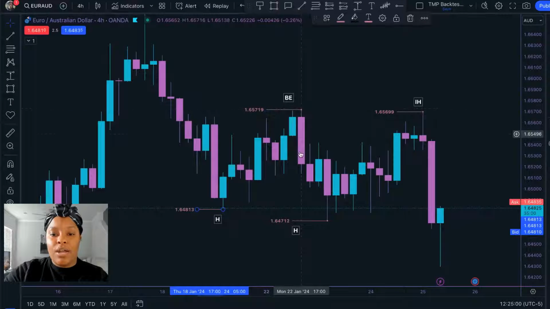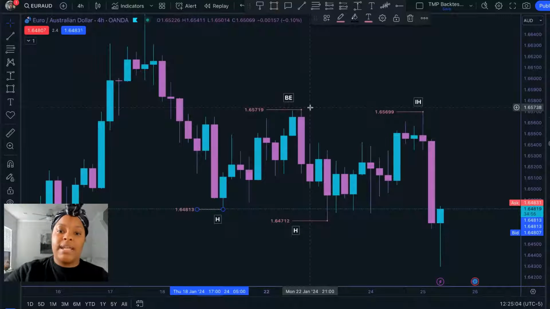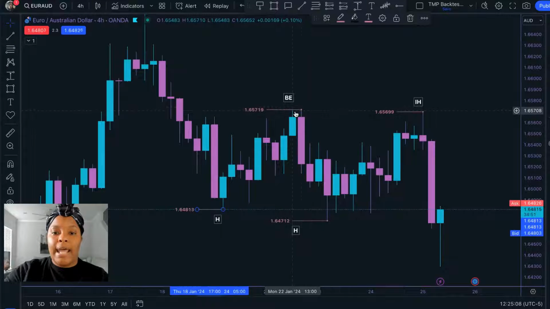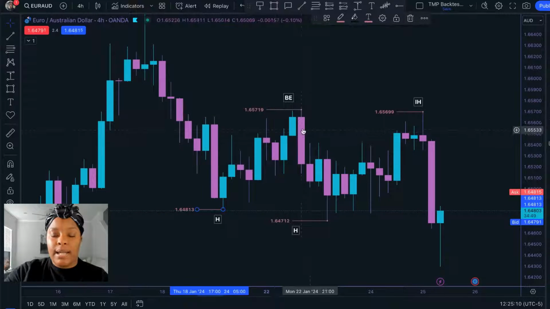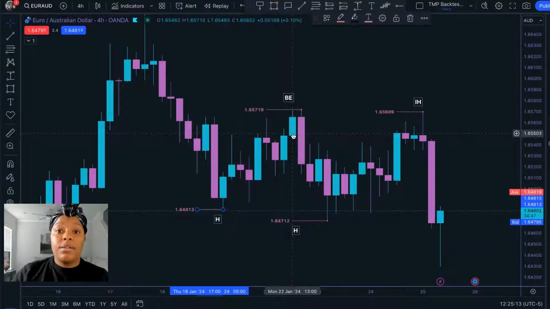It's a bearish engulfing candlestick. Now, this is a clear bearish engulfing candlestick as well. How do we know? Well, let's look at it. Look at the wick, look at the body. It is bigger than the previous candlestick. That's a clear bearish engulfing candlestick.